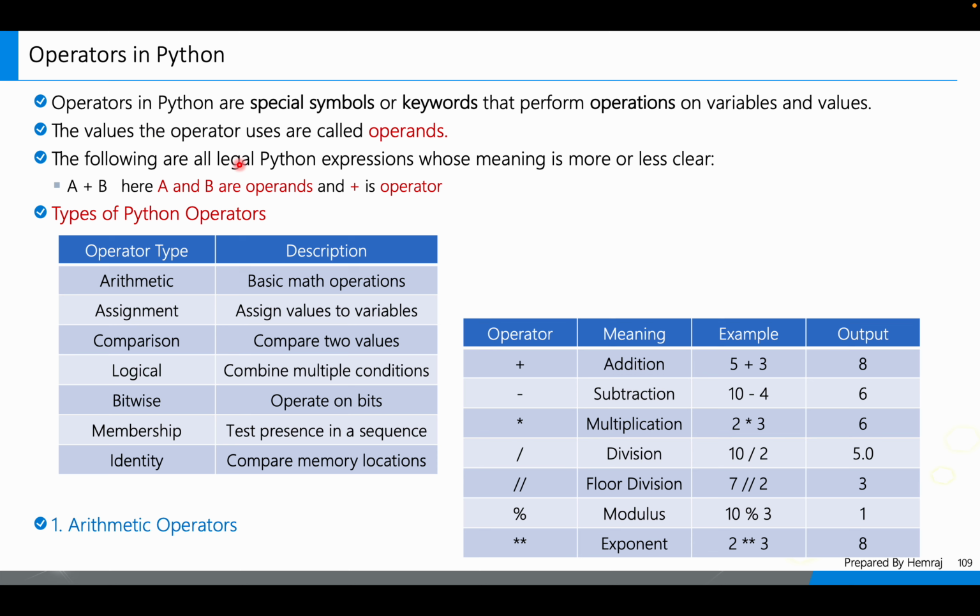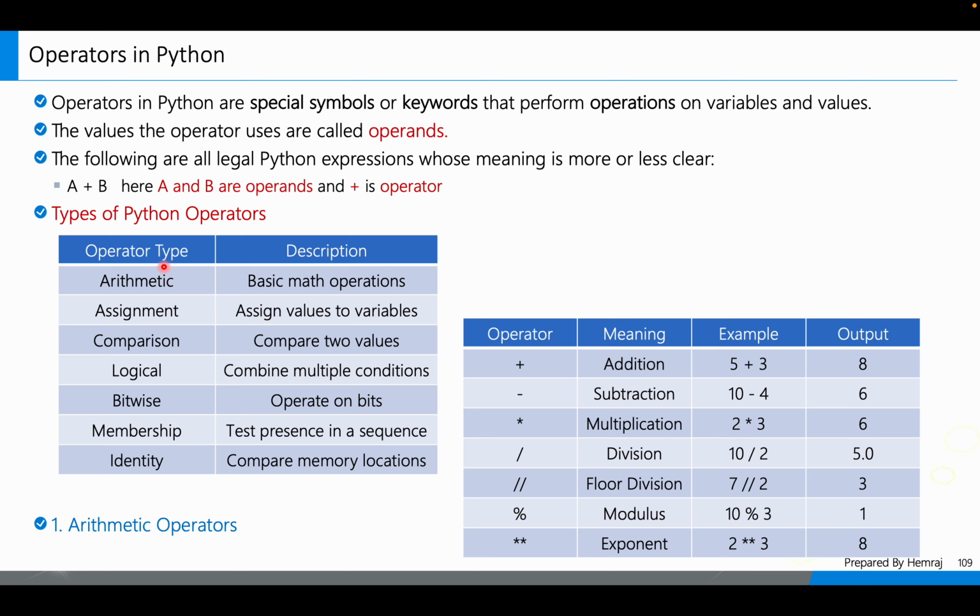The following are all legal Python expressions whose meaning is more or less clear. Suppose for example a plus b. Here, for example, suppose that x is equal to a plus b, right? So here a and b are the operands, and the plus sign, that is the addition operator, is your operator. So there are basically seven important types of operators in Python.